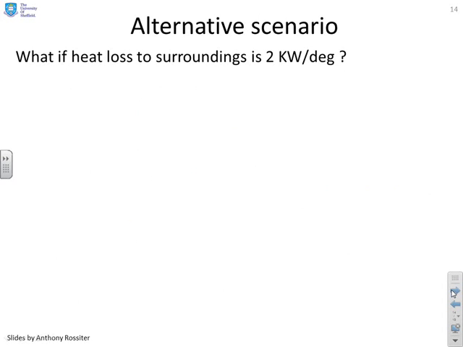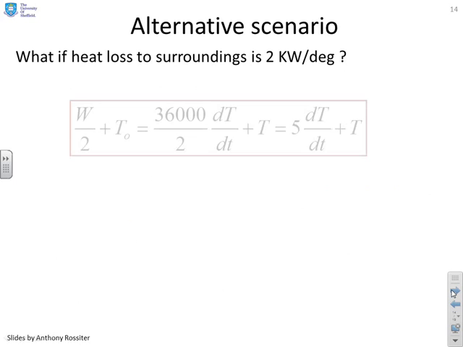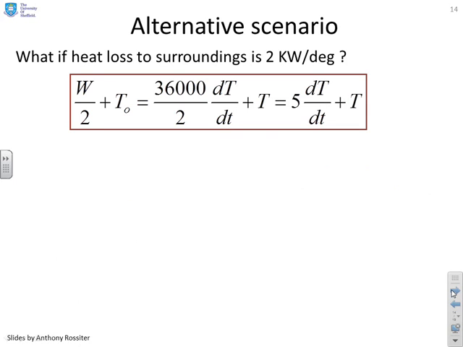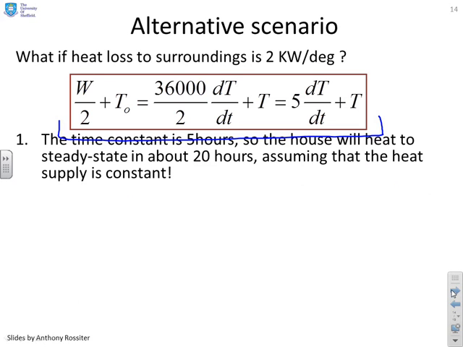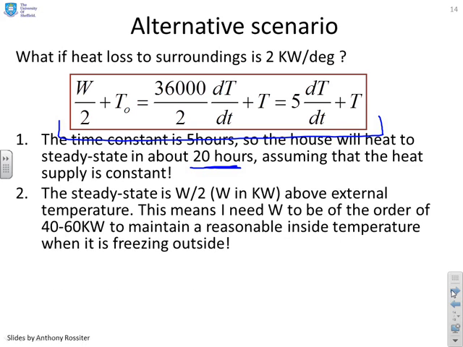So let's look at an alternative scenario. What if the heat loss to the surroundings was 2 kilowatts per degree, rather than what we said before? Then when I change the model, putting K equals 2, this is what I end up with. So what do you see? The time constant is now 5 hours, so the house will heat to steady state in about 20 hours, assuming the heat supply is constant. And you'd probably say, well, that's rather slow.